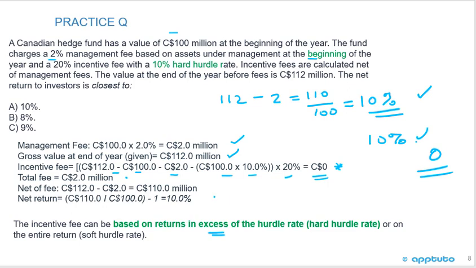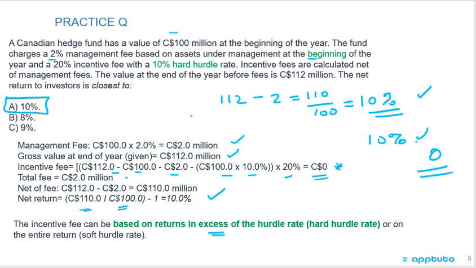So what is our total return then? It's the 10% that we already calculated, the 110 million, which is our return net of the management fee, divided by the 100 million at the beginning of the year, is 10%. So the question is not too difficult. Its correct answer is A, 10%.